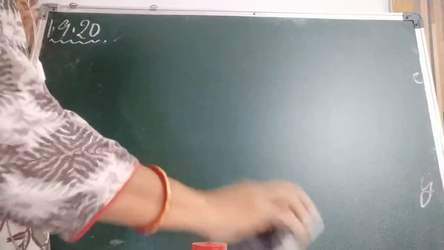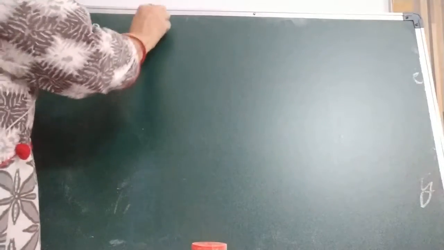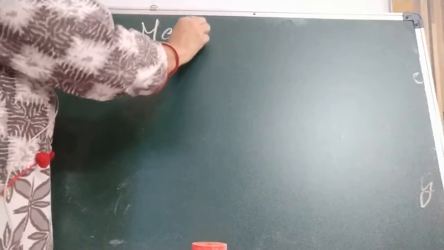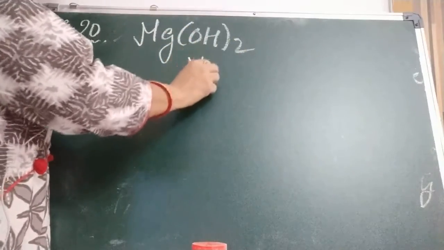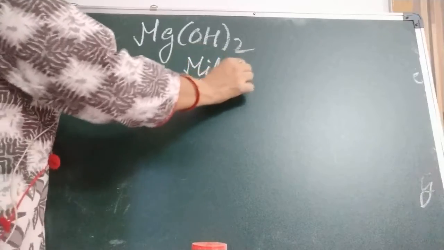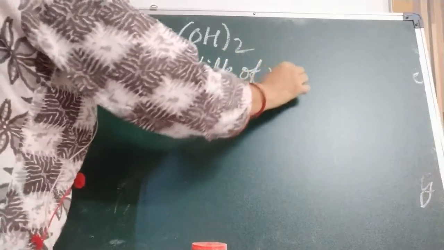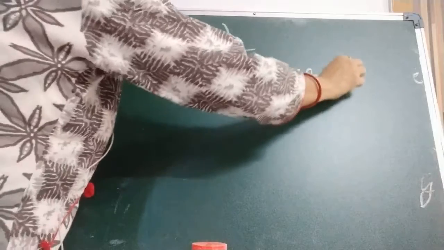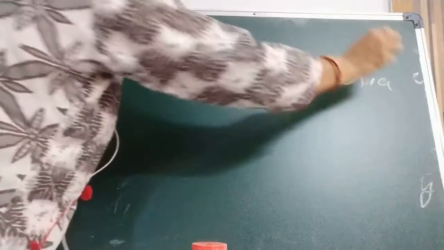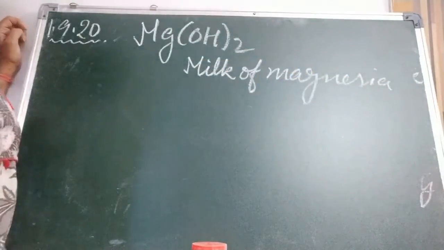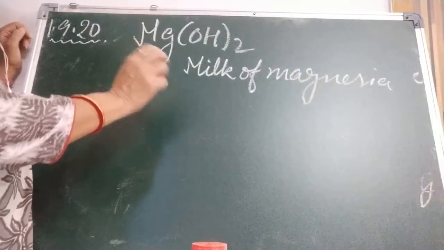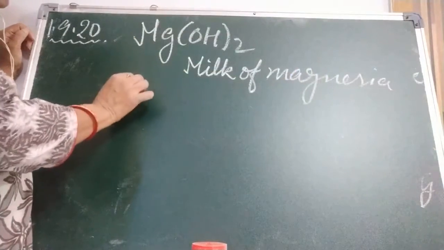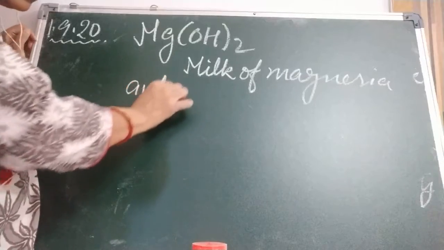The second base is very interesting, that is magnesium hydroxide. The other name is milk of magnesia. Okay children, this milk of magnesia, one more name is there, that is called antacid.